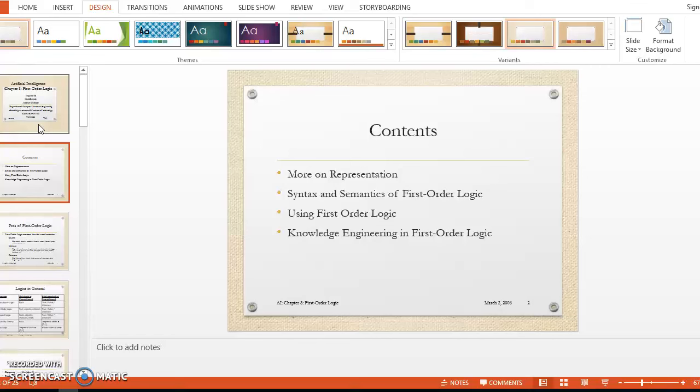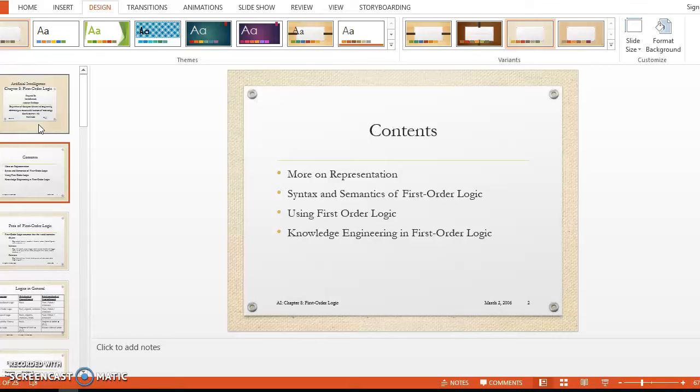The third one is using first order logic. Here we are going to discuss what is meant by first order logic, examples of first order logic, and three types of logic: objects, relations and functions. So we're going to discuss three types of relations.